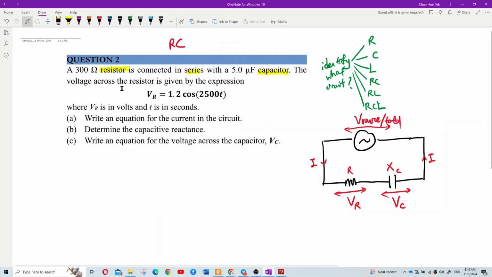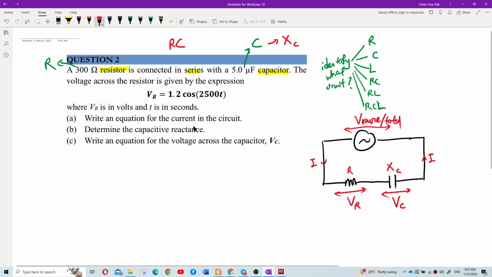Okay, now I give you these values. This is R, and this is C. Later you have to find XC. There is a formula, I will teach you later. So the voltage across the resistor is this one. Okay, so how to do? Voltage R is in volt and t in seconds. So write an equation for the current.